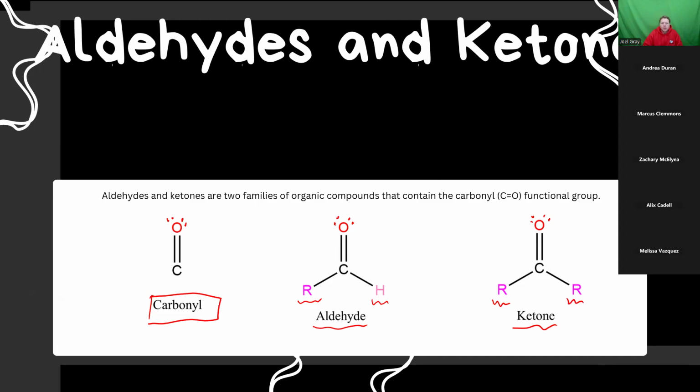Now, you might be curious about, well, why do I care about aldehydes and ketones? What's significant about those? These are compounds that are found in sugars. In addition to being found in sugars, they are found in proteins, and they are found in DNA. So these compounds are very important for basically life.